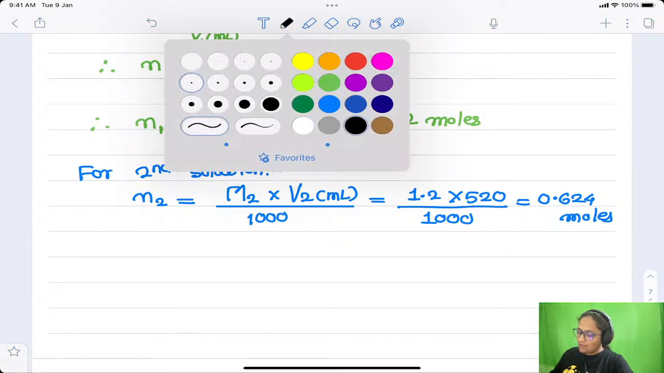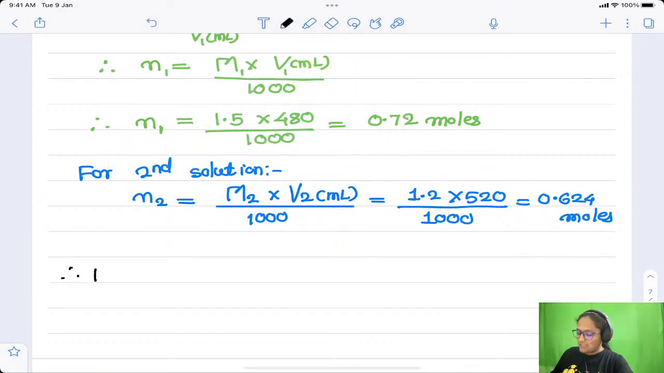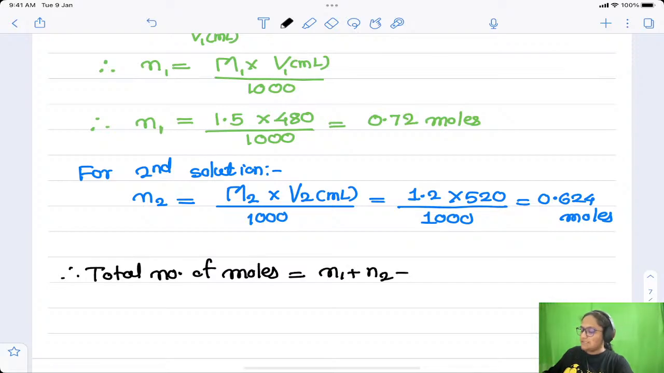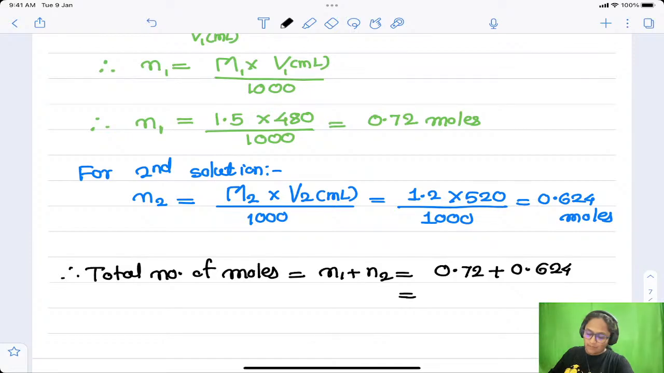Now I can find out the total moles. Total moles will be the sum of the two, therefore total number of moles is equal to N1 plus N2. N1 is equal to 0.72, N2 is equal to 0.624, and the sum is 1.344 moles. These are the final moles.